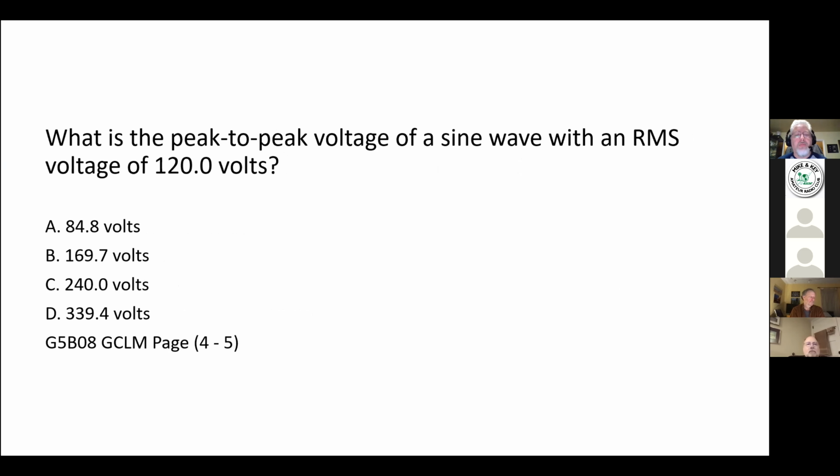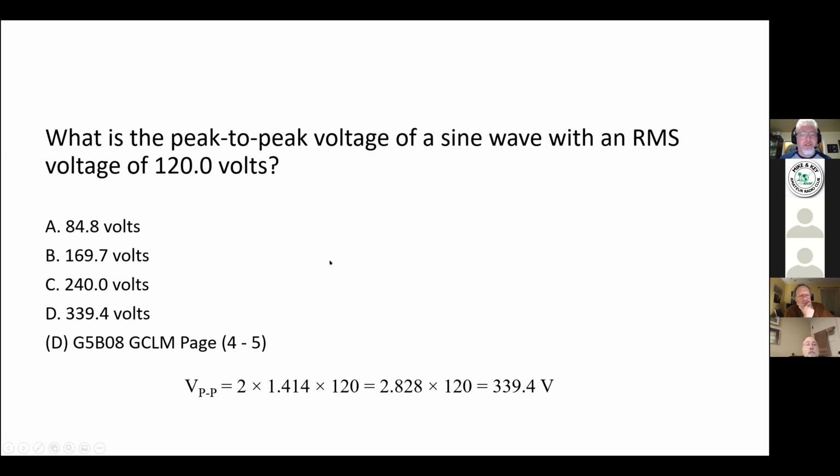What is the peak-to-peak voltage of a sine wave with an RMS voltage of 120 volts? Bring in your friend of 0.7 there. A, 84.8 volts. B, 169.7 volts. C, 240 volts. Or D, 339.4 volts. Sounds like Delta. Delta is correct.